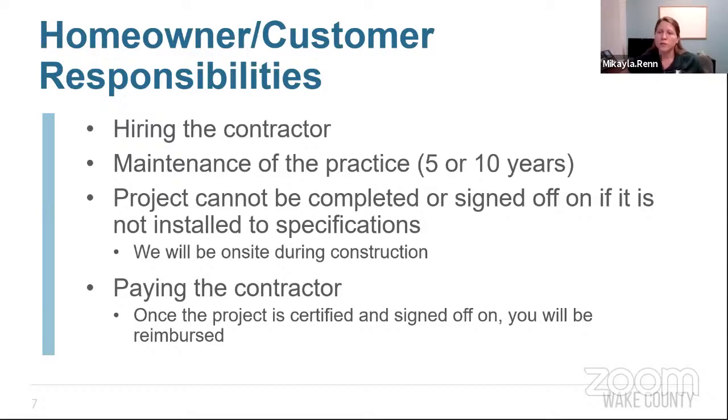If your project is approved for CCAP funding, there are some responsibilities of the homeowner or customer. Homeowners are responsible for hiring the contractor for the project. There's also a maintenance period depending on the property type. For the most common situations, such as a single-family home, the maintenance period is 5 years. For businesses or public sites, such as a school or park, the maintenance period is 10 years.